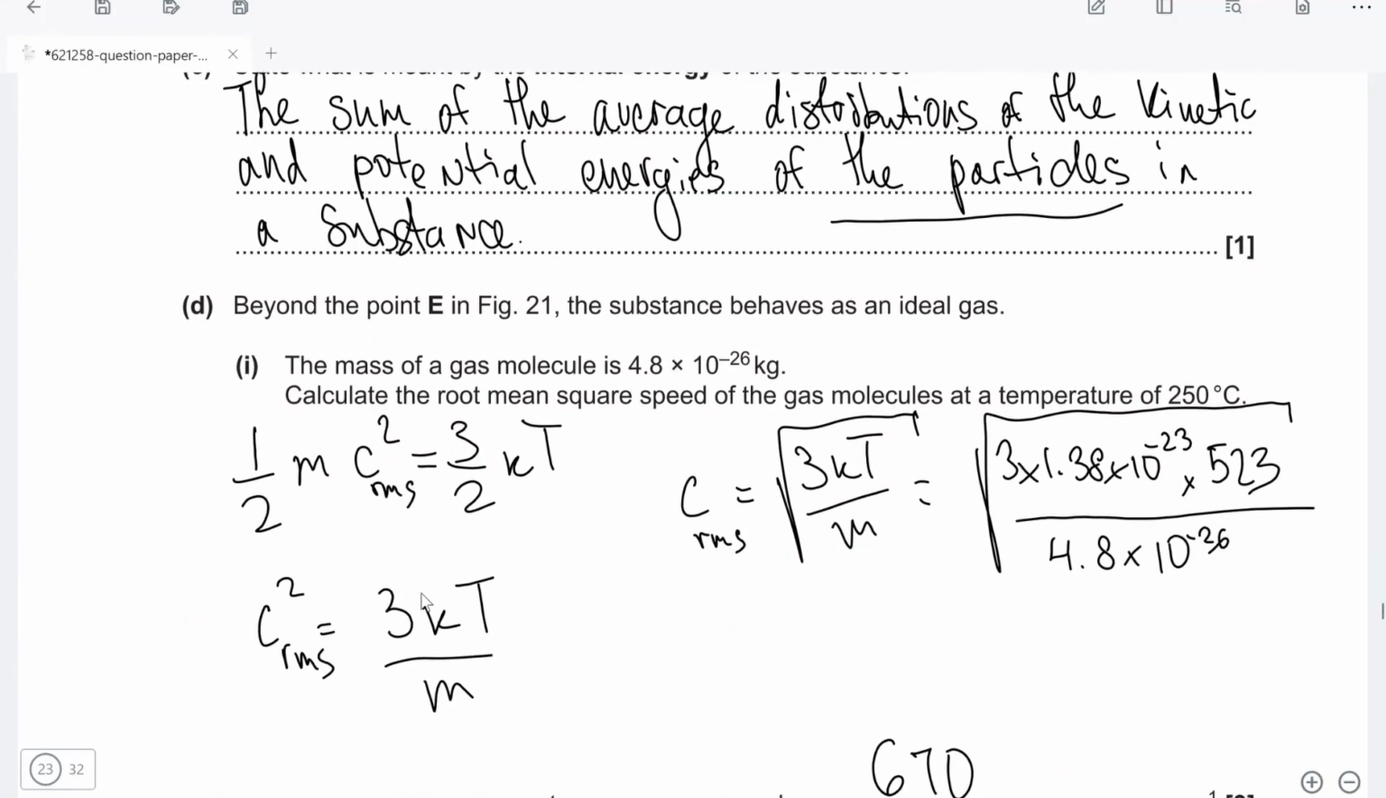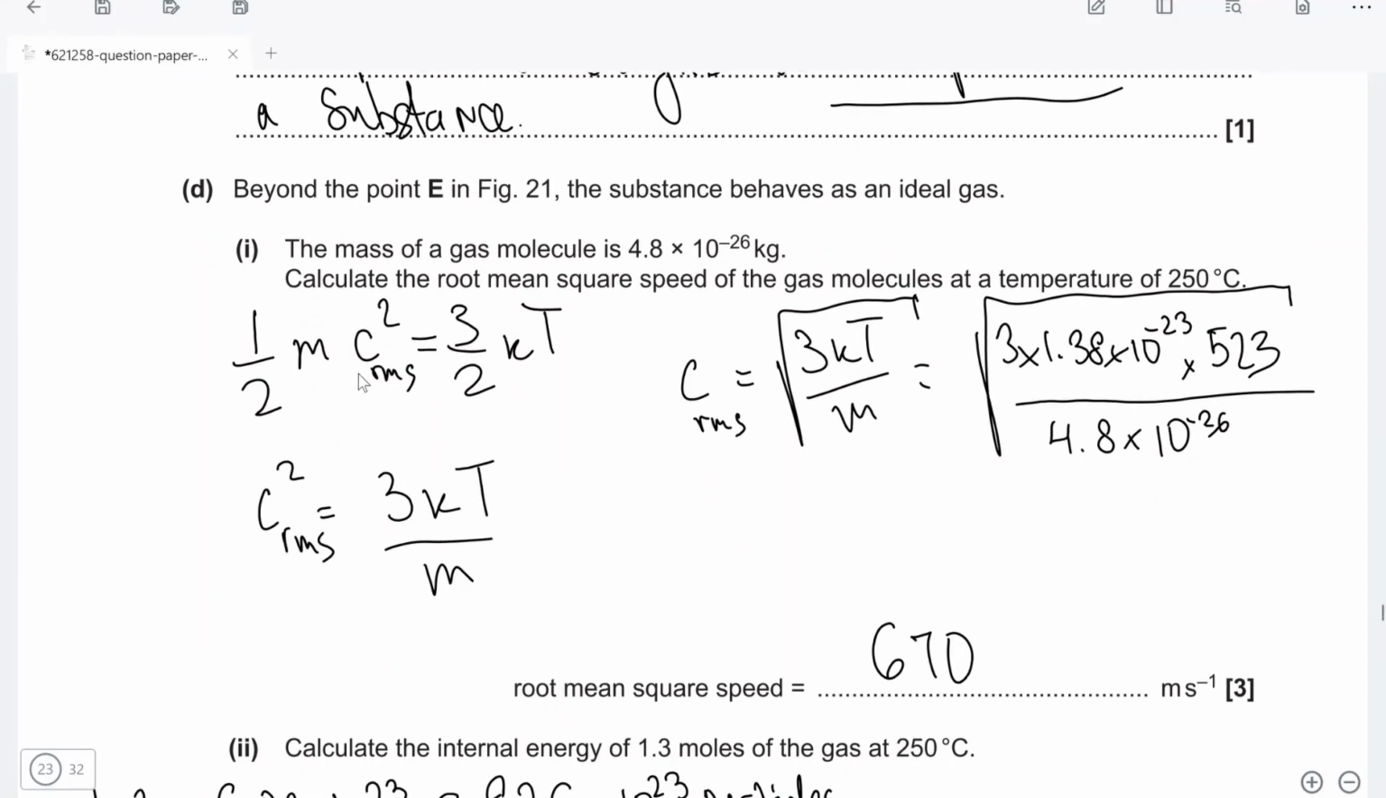Now, the next one is kind of interesting. Beyond the point E in figure 20.1, the substance behaves as an ideal gas. Now, an ideal gas has no potential energy, so it only has kinetic energy. The potential energy of an ideal gas is assumed to be 0.